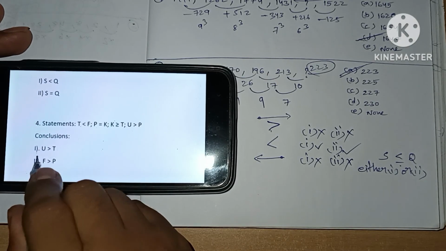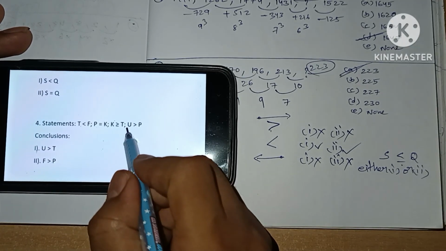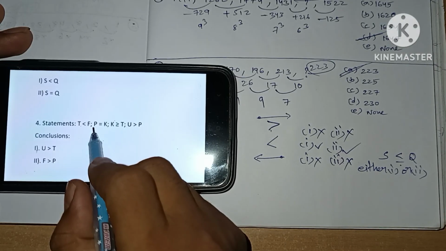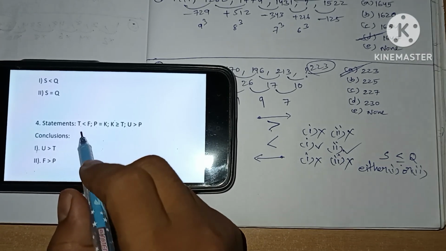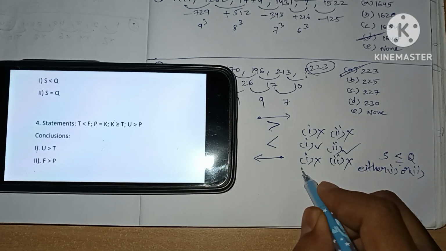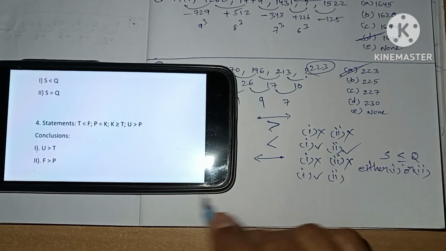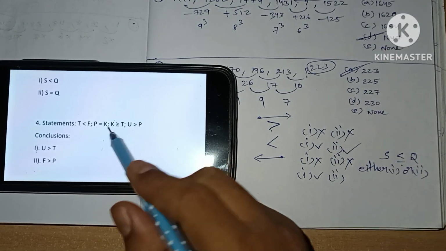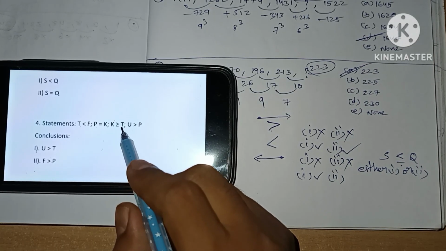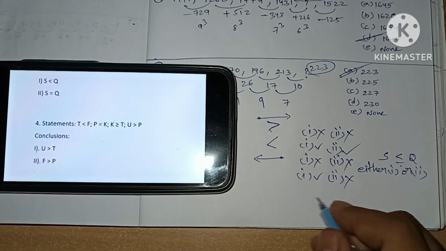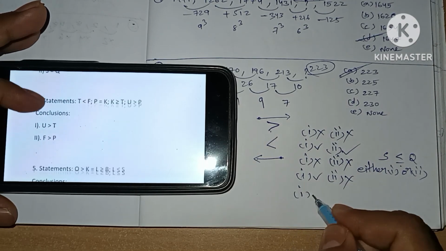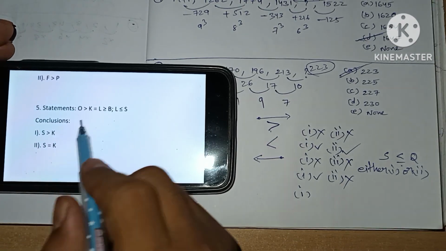Next, fourth one, the flow from U to T. From U we can reach P, from P we can reach K, from K we can reach T. So the first one will be true. Second one, the flow from F to P. From F we can reach T, from T we cannot reach P, so the second conclusion will be false.